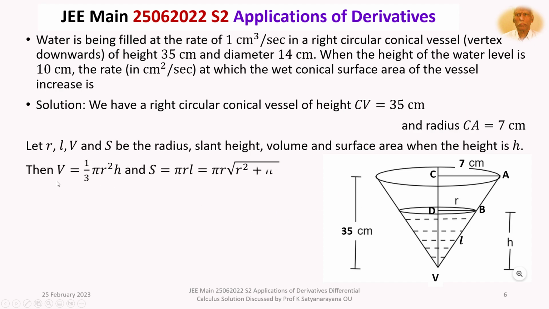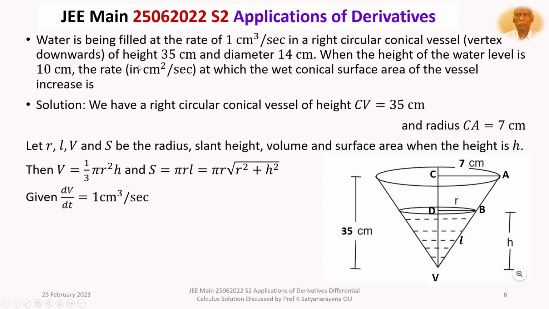Then V, the volume, is equal to 1/3 pi r square h, and S, the surface area, is pi r l, where l is the slant height, and l square is given by r square plus h square. So S is pi r under the square root of r square plus h square.